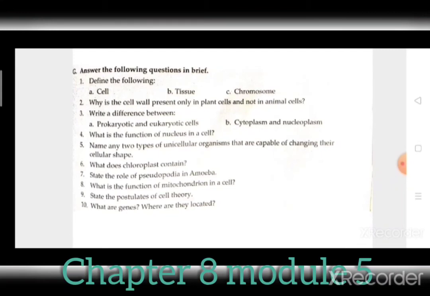Then next one is, what is the function of mitochondria in a cell? Mitochondria is the powerhouse of the cell. It oxidizes the food material and provides energy to the cell for different functions.